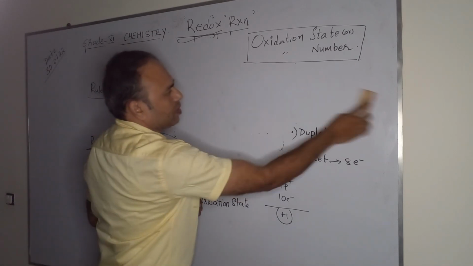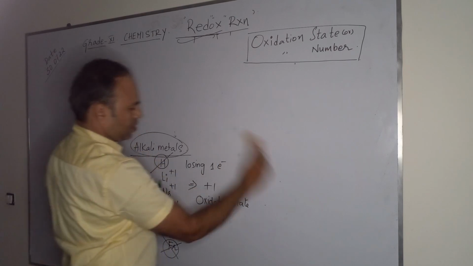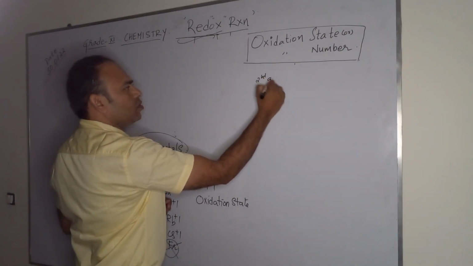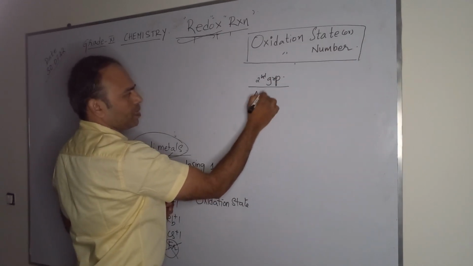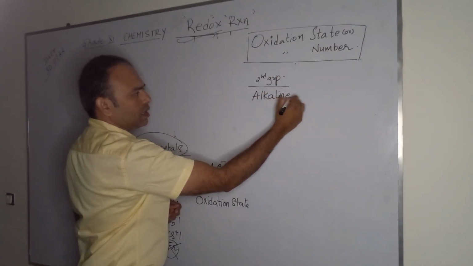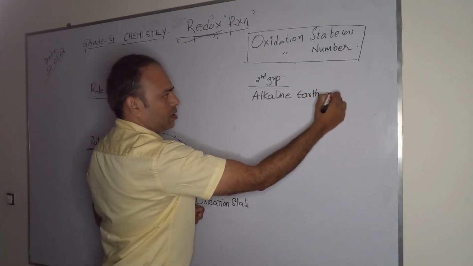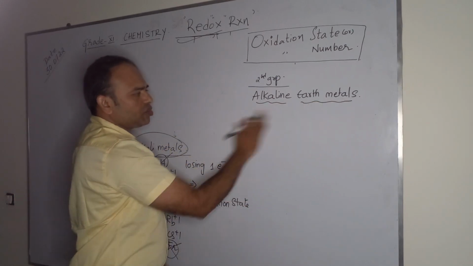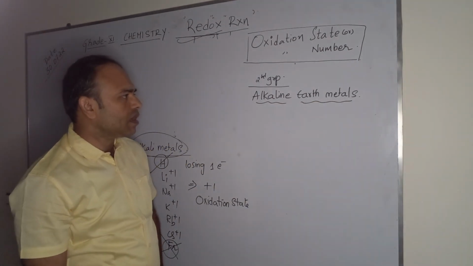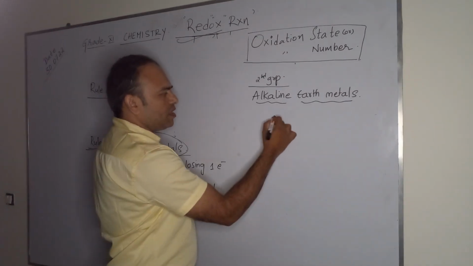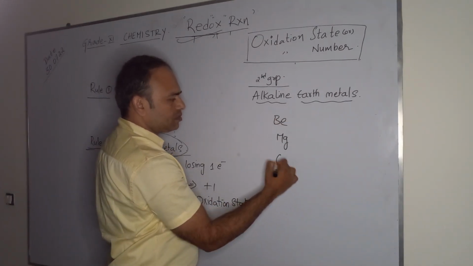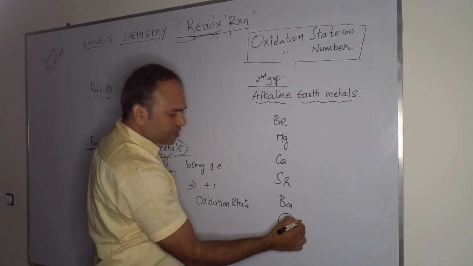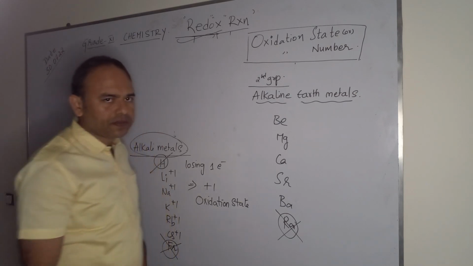Now one more group we will take, that is the second group, alkaline earth metals. You know the shortcut for this, no? Be Mg Ca Sr Ba Ra. With that you will get beryllium, magnesium, calcium, strontium, barium, radium. Radium is radioactive, hence don't consider this.